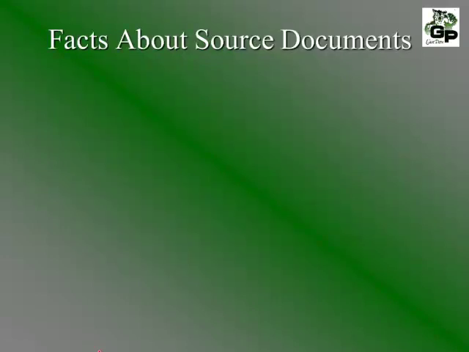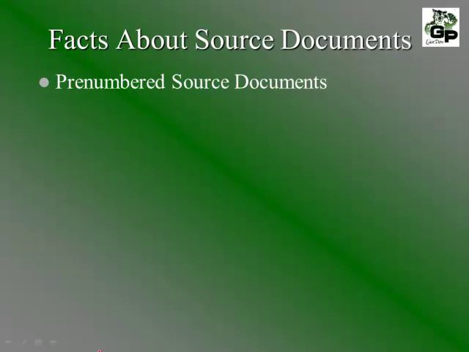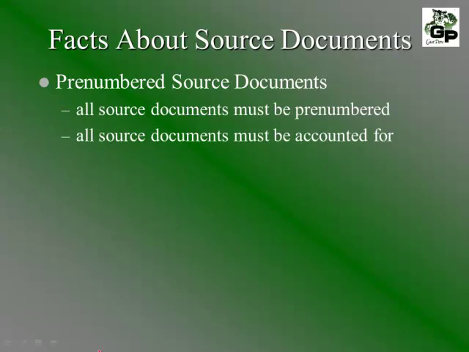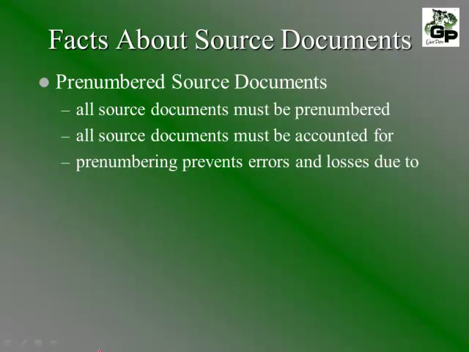Here are some facts about source documents. They need to be pre-numbered. That's to make them unique, and so we can keep track of them and keep them in order if we need to. They must be accounted for, and the numbering makes them unique. It prevents errors and losses due to thefts by employees or other people, or someone trying to create false documents to prove that transactions occurred.